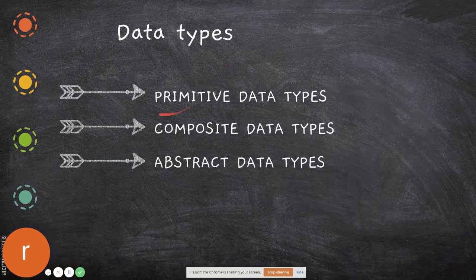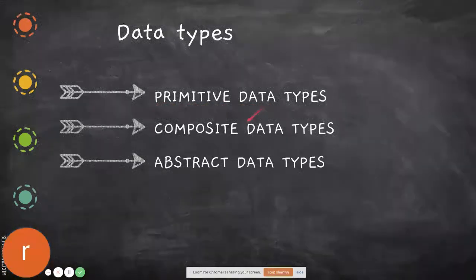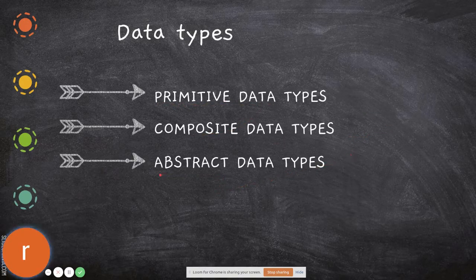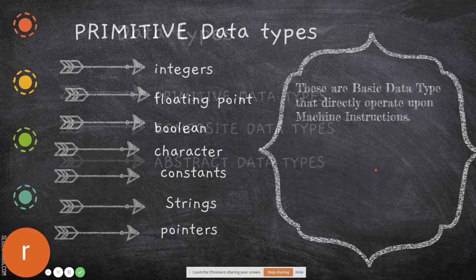In general, data types can broadly be divided into primitive data types, composite data types, and then abstract data types. Abstract data types are nothing but functions which we are going to write, but without giving any implementation. That we will be seeing shortly. First we will see what is primitive and composite.